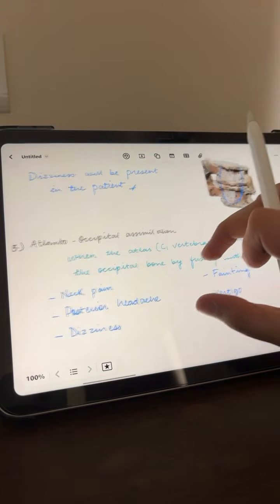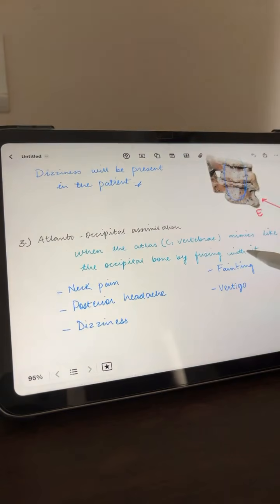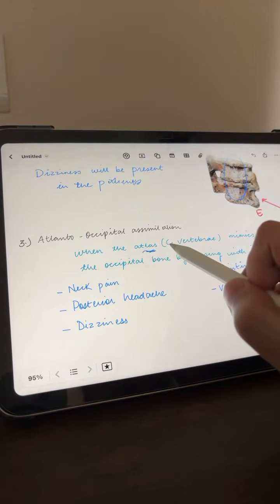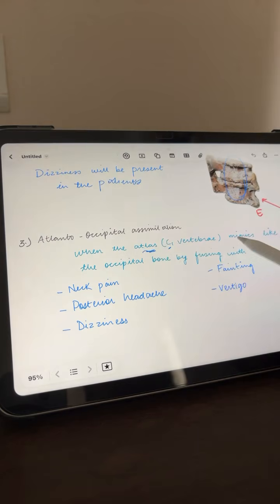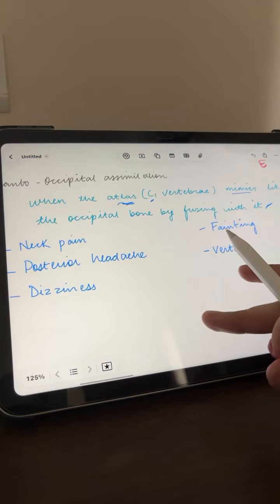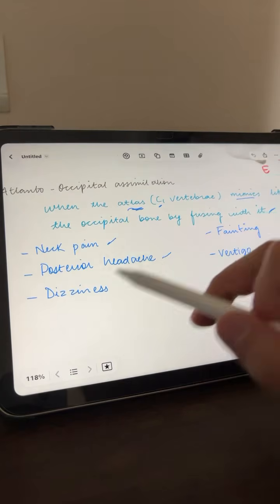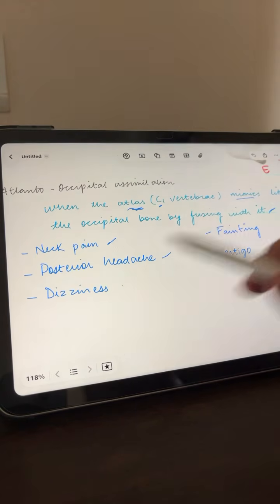Let's move on to the third one, which is atlanto-occipital assimilation. When the atlas, which is the C1 vertebrae, is mimicking the occipital bone by fusing with it, this clinical anatomy is taking place. So the patient in this condition is suffering with neck pain, posterior headache, means headache at the back of the neck, dizziness, fainting and vertigo.